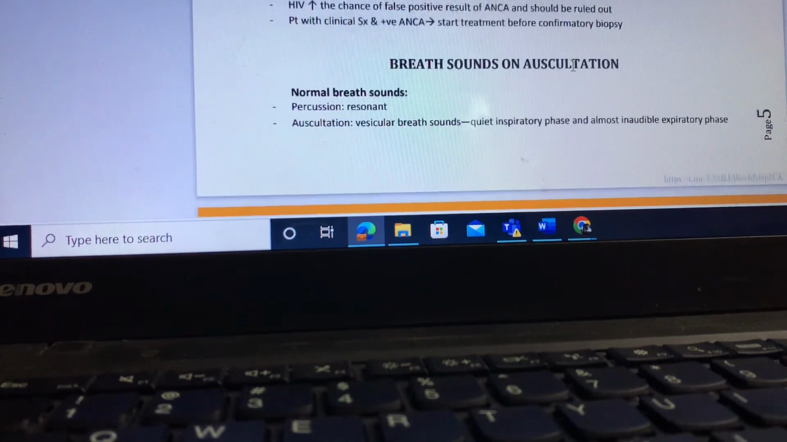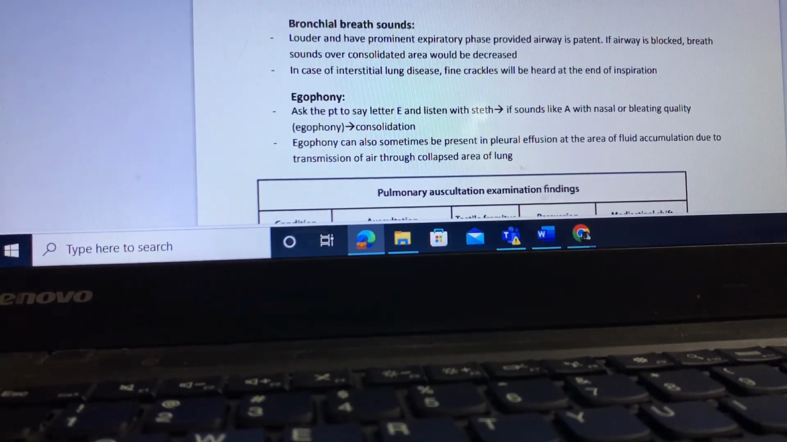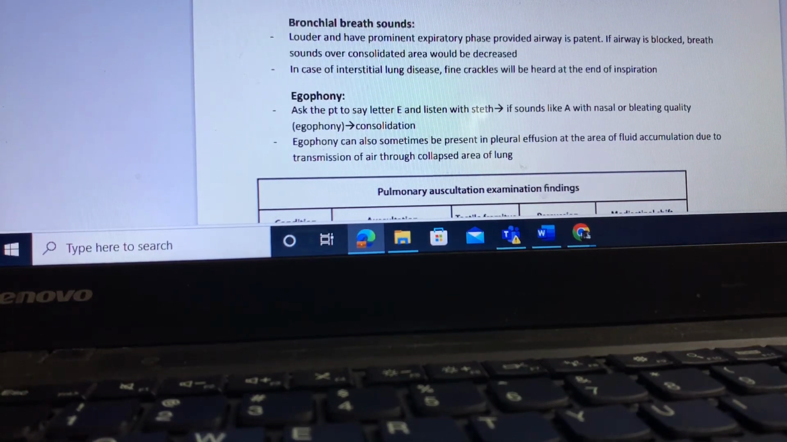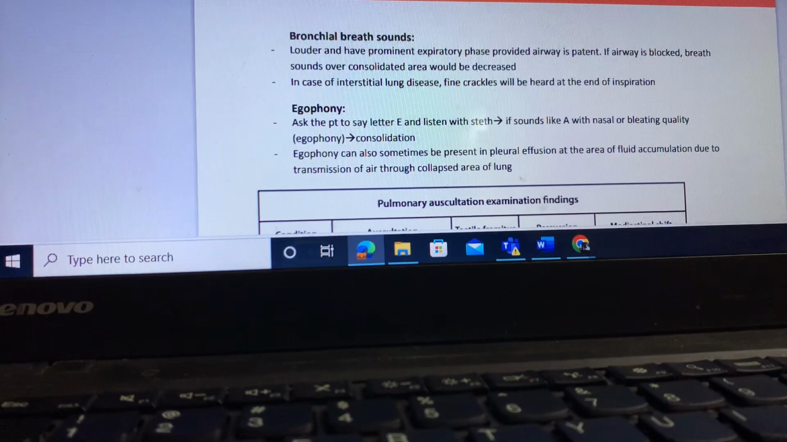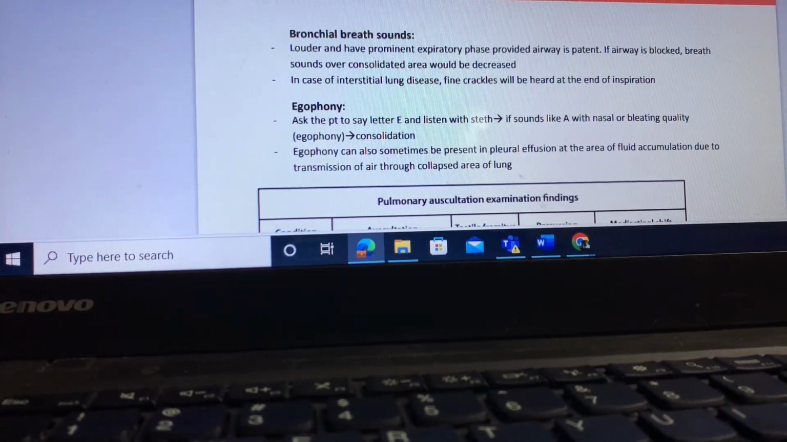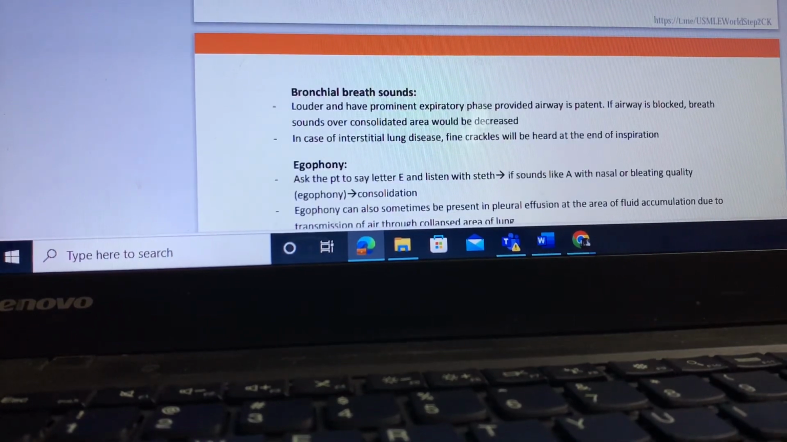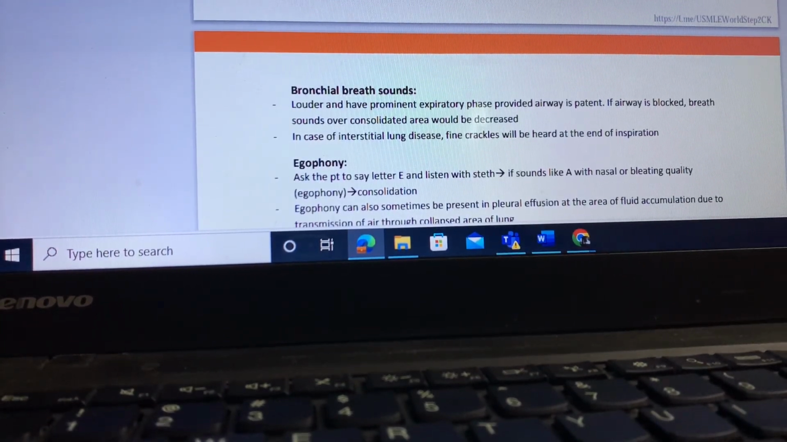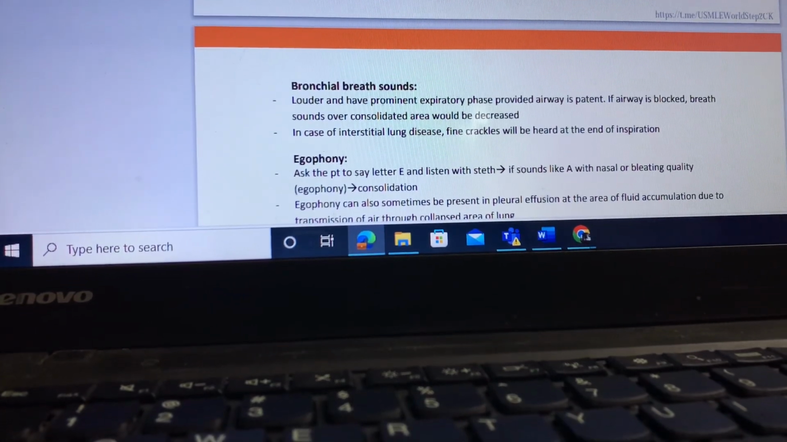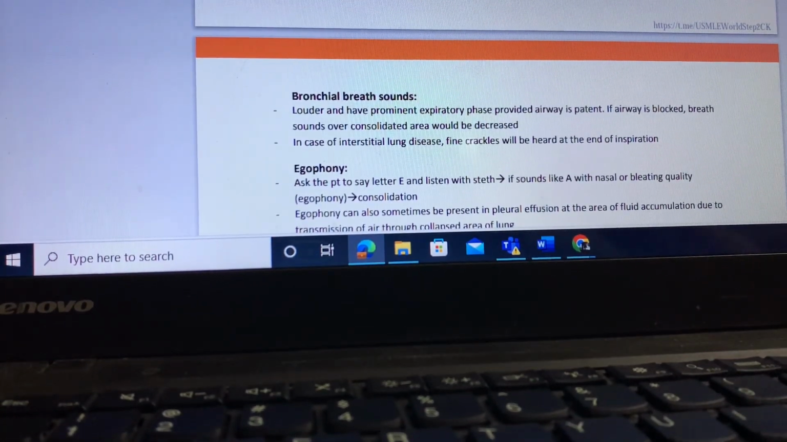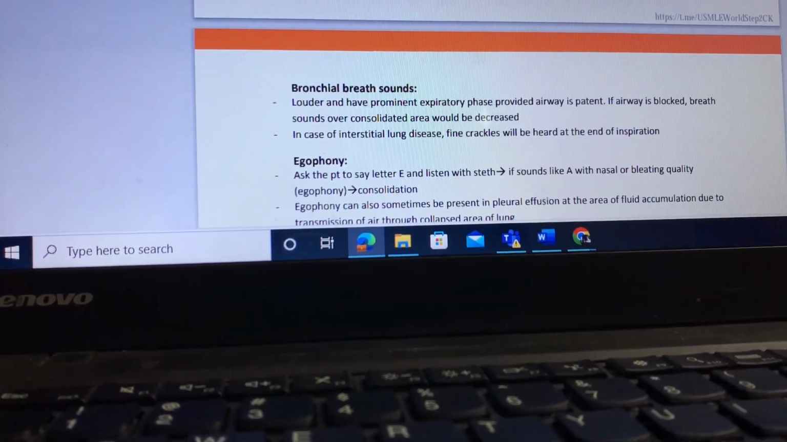case. Now, breath sounds on auscultation, always remember what are the normal breath sounds. So they're usually, in case of percussion, they're resonant. What about auscultation findings? So normal breath sounds are vesicular. The word vesicular, very important, they're vesicular. And it means a quiet inspiratory phase and almost inaudible expiratory phase. When you put the stethoscope, you'll hear a quiet inspiratory phase and not an expiratory phase.